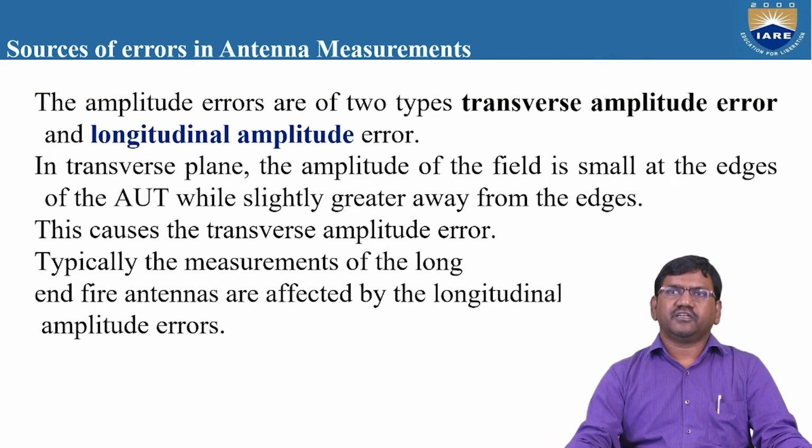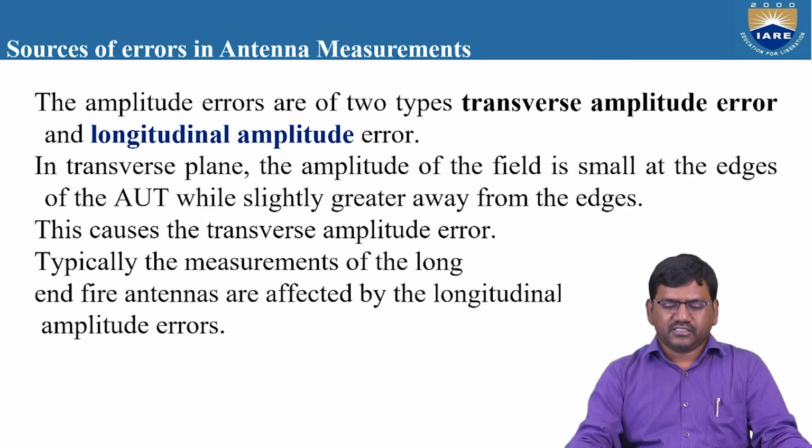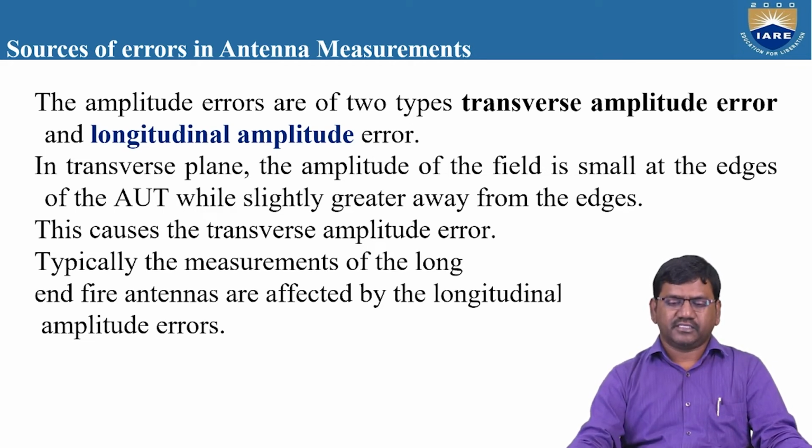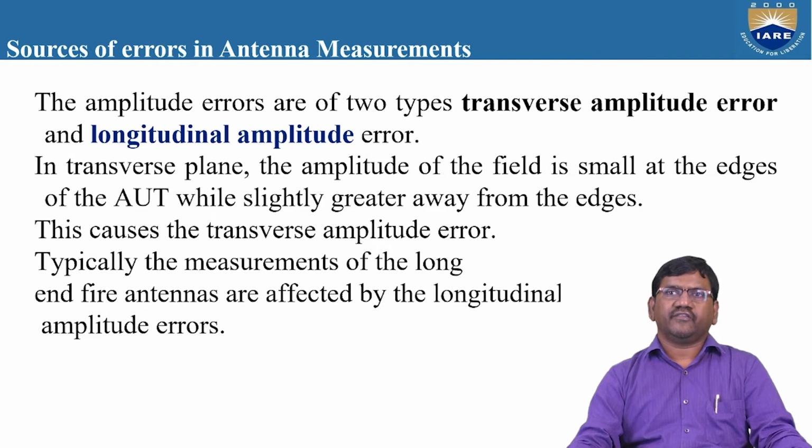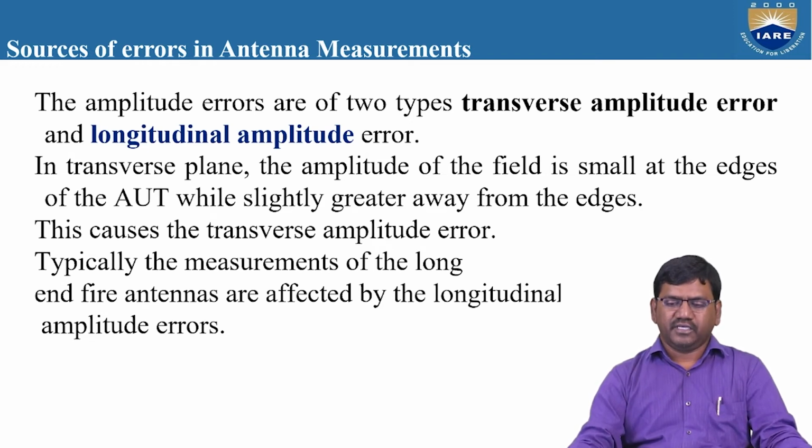So amplitude errors are of two types. One is transverse amplitude errors. The other one is longitudinal amplitude error. In the transverse plane, the amplitude of the field is very small at the edges of the antenna under test, while slightly greater away from the edges. So this causes the transverse amplitude errors. These are affected by the longitudinal amplitude errors. Typically the measurements for longer end-fire antennas are affected by the longitudinal amplitude errors.